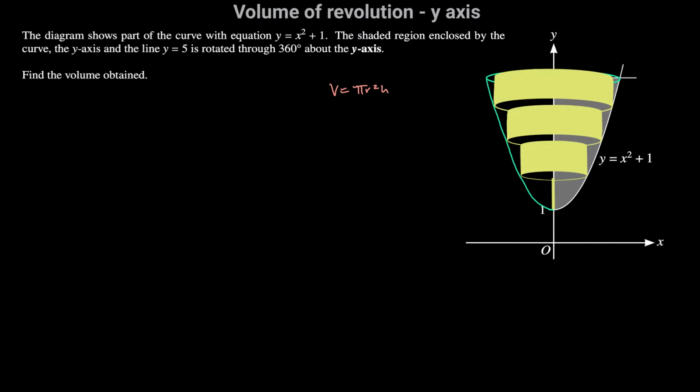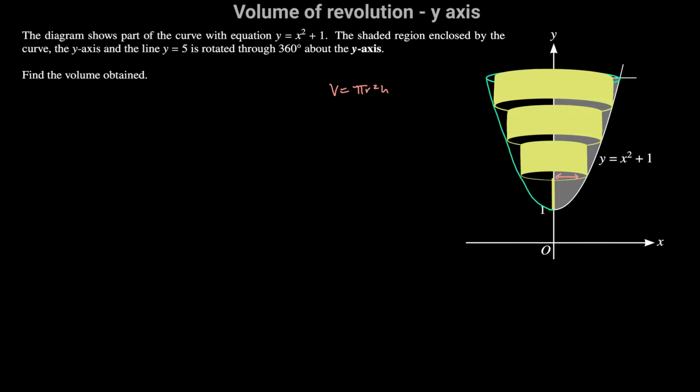And the height of each of these disks is 1 unit, since the height of this shape over here is 4 units from y is equal to 1 to y is equal to 5, and each of these disks has height 1 unit since we have 4 disks. So the first one is from 1 to 2, the second one is from y is equal to 2 to 3, and so on. But the radius of each of these disks varies. The radius of each of these disks is the x-coordinate on the curve over here. So what we want to do is find an expression for the x-coordinate in terms of y. We want to find an expression for the radius of each of these disks in terms of y.